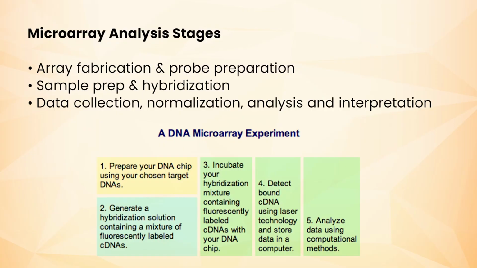The second step is sample preparation and hybridization. The third is data collection, normalization, analysis and interpretation. This is the summarized form of the whole DNA microarray experiment. The first step is to prepare your DNA chip using a chosen target DNA or RNA. Then generate a hybridization solution containing a mixture of fluorescently labeled cDNAs. cDNAs are basically complementary DNA, synthesized from mRNA by using reverse transcriptase.